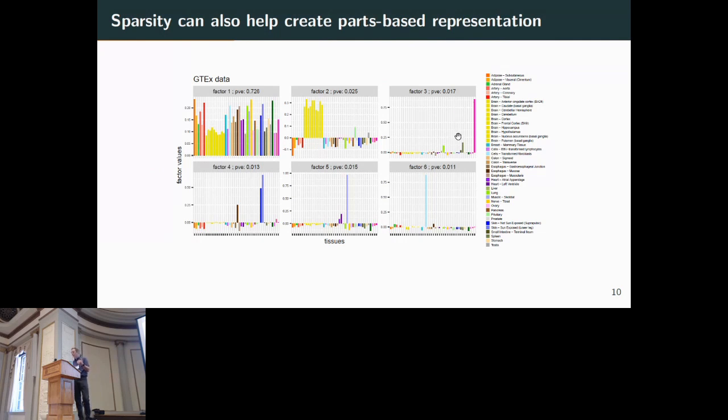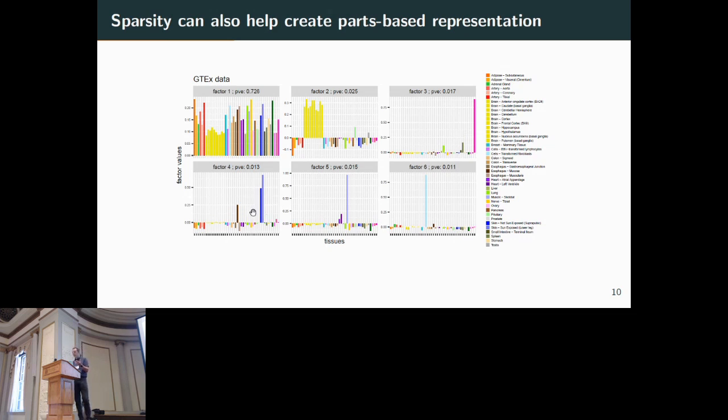This third factor is completely different. It's very sparse, and it's essentially loaded only on the blood tissue. That's this one over here. So this is capturing the fact that there are some eQTLs, not that many, but some, that have a much different effect in blood than they do anywhere else. Perhaps a much stronger effect in blood than anywhere else.